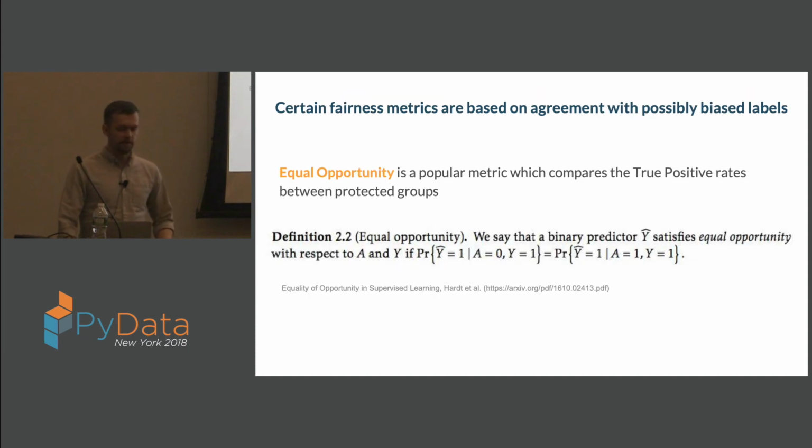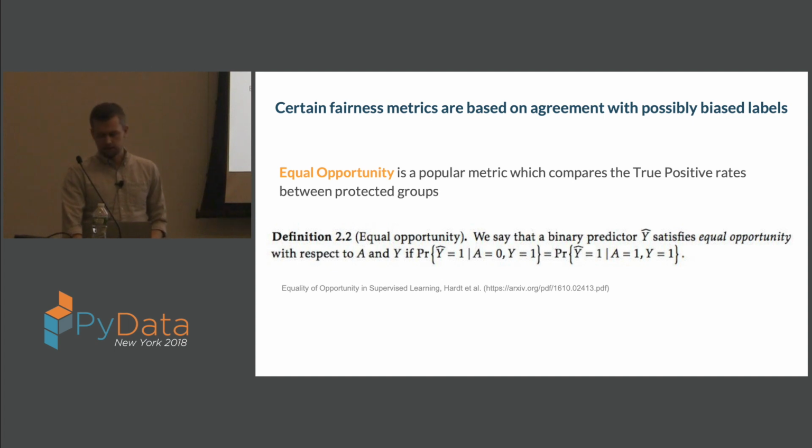This is a problem because there are also several fairness metrics which are based on the agreement between your model's predictions and the labels in your training data. But if you're optimizing for agreement with labels, and those labels are themselves biased, all you're doing is perpetuating the bias that generated those labels in the first place.